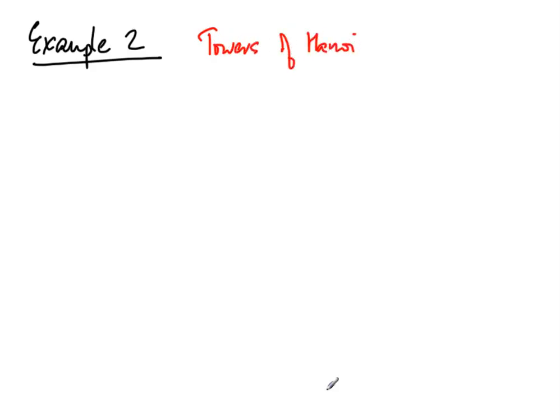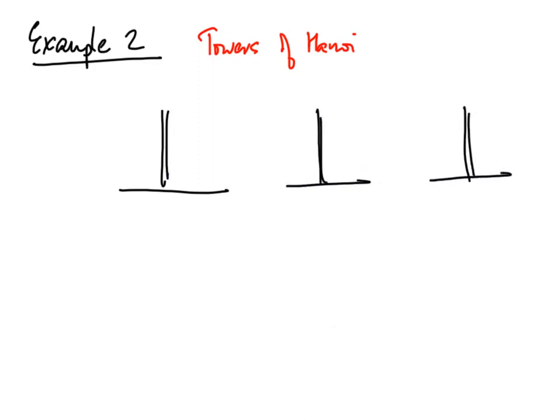So let us look at another example. This is another example which is very classical, the Towers of Hanoi. As we know, the Towers of Hanoi puzzle is one where you have three pegs on which you can put disks which have holes in them. So let us call these pegs 1, 2 and 3.